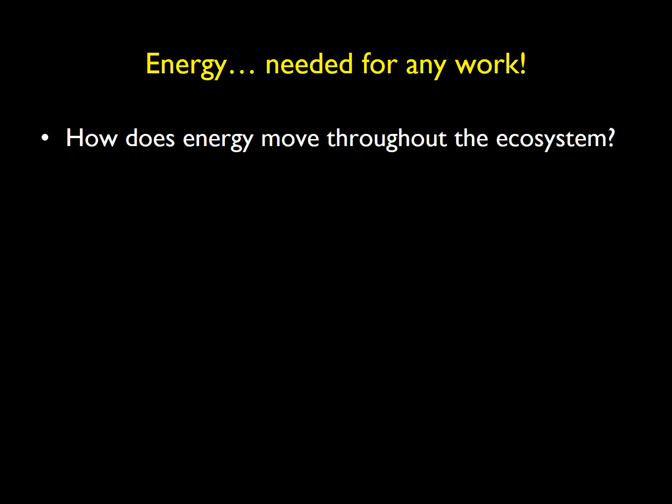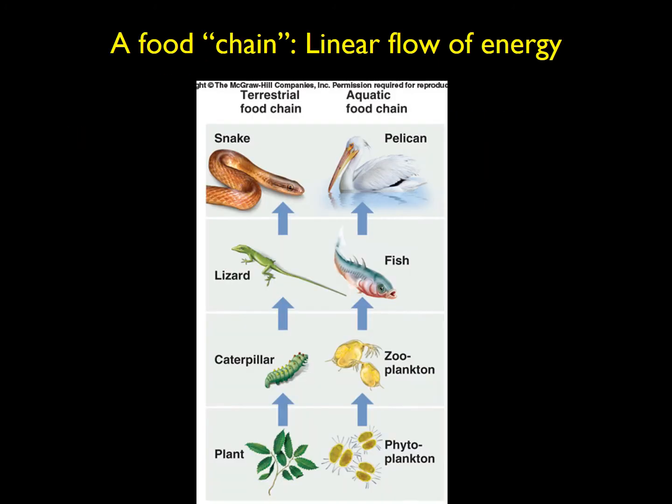All right, so one of the first things we have to understand about ecosystems is that energy is needed for anything to happen. And so we can ask the question, how does energy move throughout the ecosystem? And the first model we'll talk about is what's called the food chain. And so this is a linear flow of energy. So we have a terrestrial food chain on the left and an aquatic one on the right. And in both of those we have organisms that are capturing the sunlight, turning it into carbohydrates, and the energy is moving up the food chain.